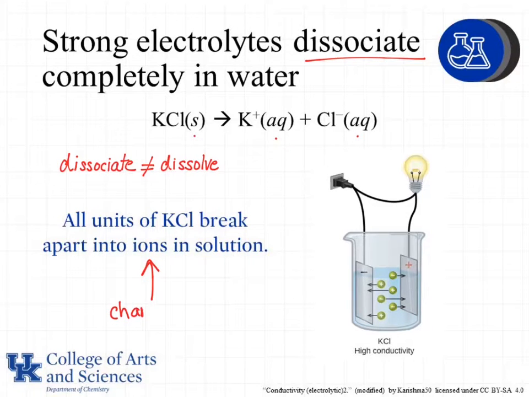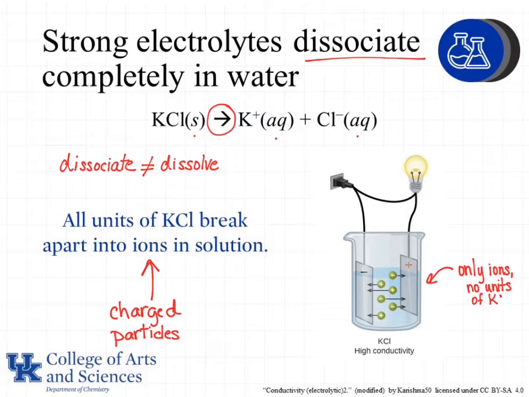Note that ions are charged particles, so we see that with K plus and Cl minus explicitly showing a charge. And the arrow pointing in one direction shows us that the reaction goes completely to the right. So all of the KCl breaks up into the K plus and Cl minus ions. As a result, we get our solution with only ions and no units of KCl. And this creates a solution that has a high conductivity.